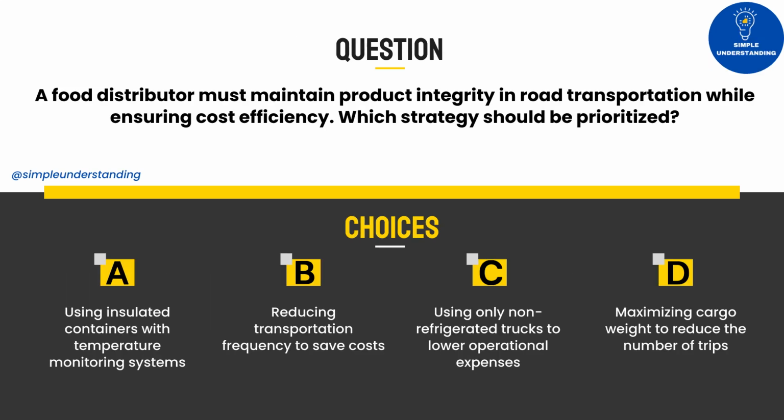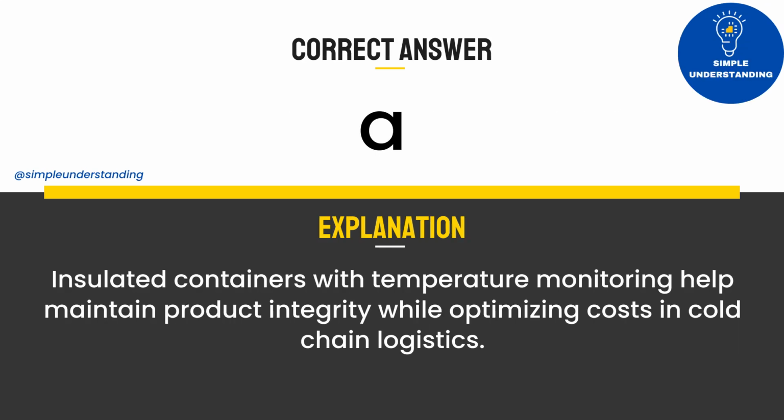8. A food distributor must maintain product integrity in road transportation while ensuring cost efficiency. Which strategy should be prioritized? A. Using insulated containers with temperature monitoring systems. B. Reducing transportation frequency to save costs. C. Using only non-refrigerated trucks to lower operational expenses. D. Maximizing cargo weight to reduce the number of trips. Correct answer, A. Explanation: insulated containers with temperature monitoring help maintain product integrity while optimizing costs in cold chain logistics.